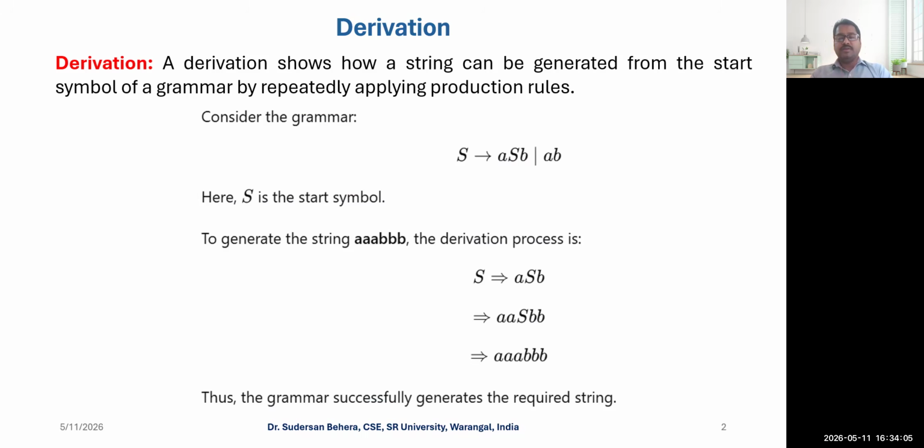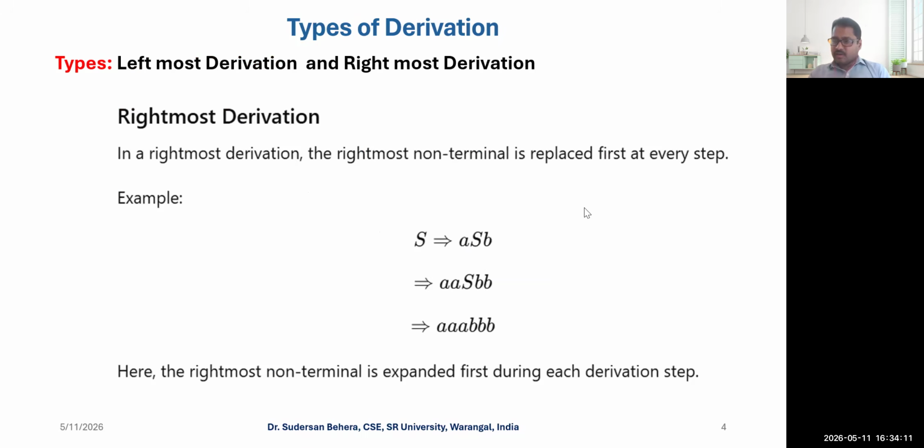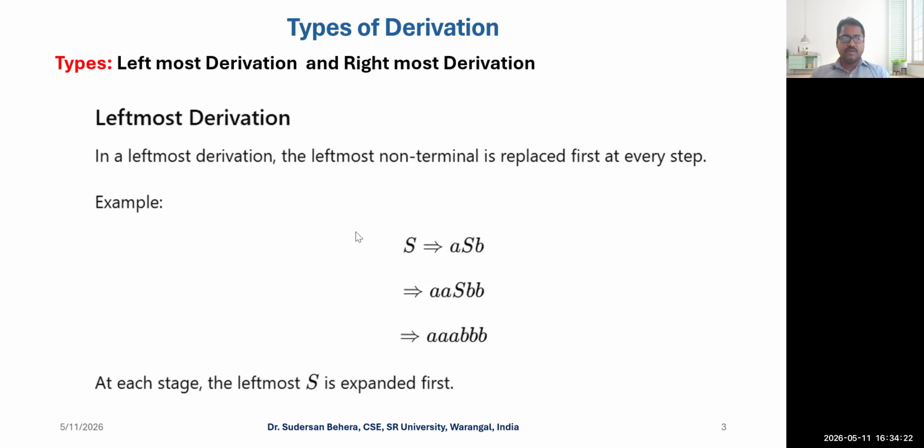Let us see the types of derivation. There are two types of derivation, as you can see on the screen. One is leftmost derivation, another one is rightmost derivation. Okay, the first one is leftmost derivation, and the second one is rightmost derivation.